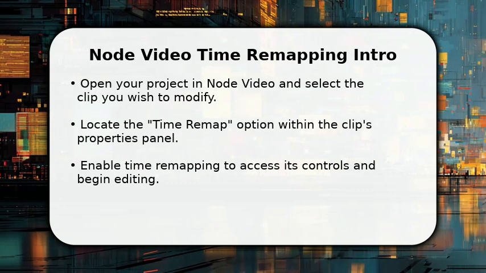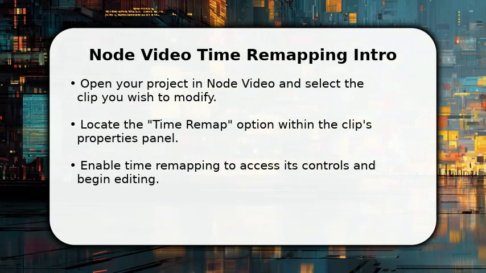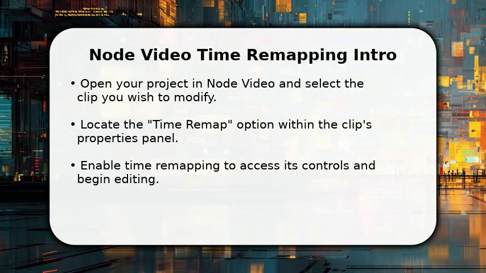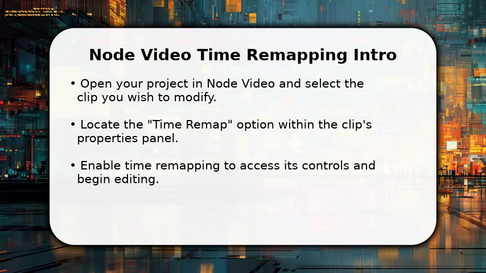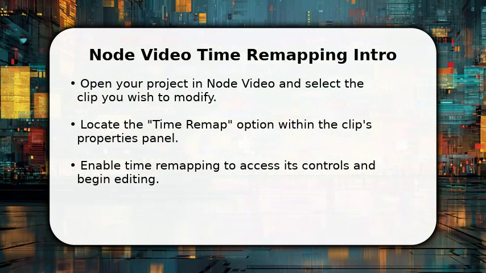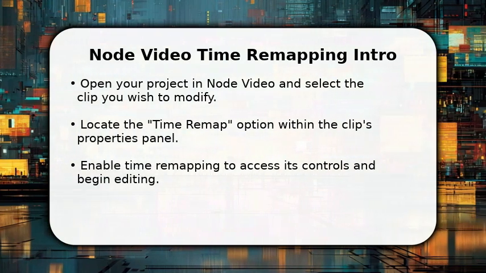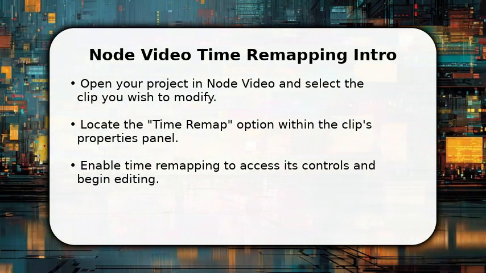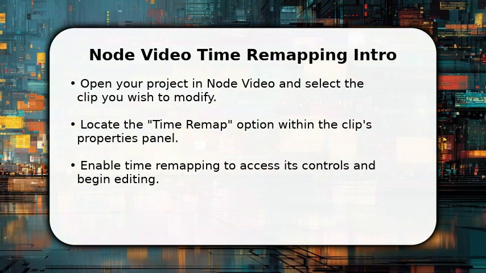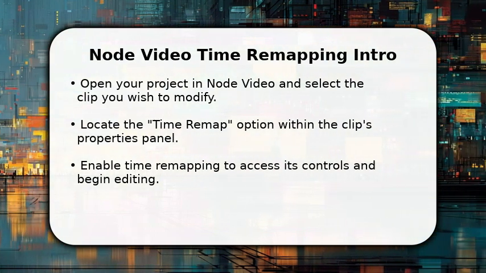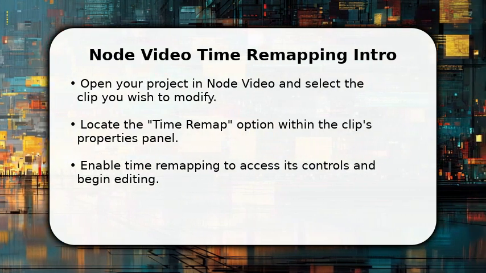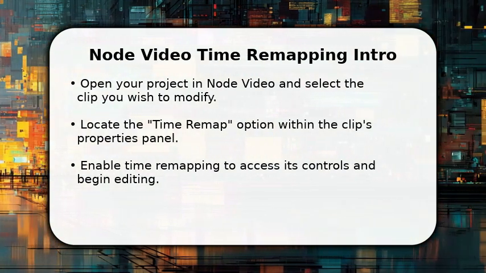In this video, I will show you how to time remap on Node Video. First, open your project and select the video clip you want to adjust. Navigate to the clip's properties panel, usually found on the right side of your screen. Look for the time remap setting and toggle it on. This action will reveal a new timeline specifically for speed adjustments, allowing you to precisely control your footage's pace.